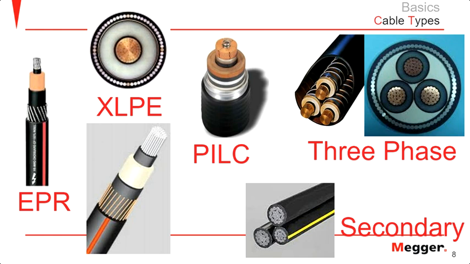Especially, just to give you a rough idea, PILC cables usually have a lot higher breakdown voltage than your normal EPR or XLPE. The reason is that PILC cables have oil as the insulation medium, because the paper that is used for insulation has oil impregnated into it. So their breakdown strength is a lot higher than your normal EPR or XLPE type cables. That gives you a little bit of background on why it is important to know what kind of cable you are testing.